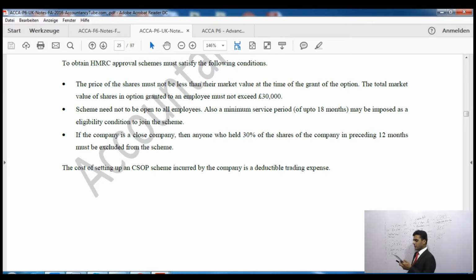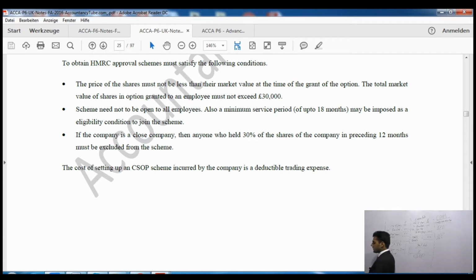Then it says if the company is a closed company. Now what the closed company is, I will tell you in a minute. Basically, a closed company is a company which is owned by close family members. For now, just understand it as a close family member owned company, and there is a separate chapter on the closed company when we move to the company's tax. But for now, the closed company simply means a company which is owned by the close family members.